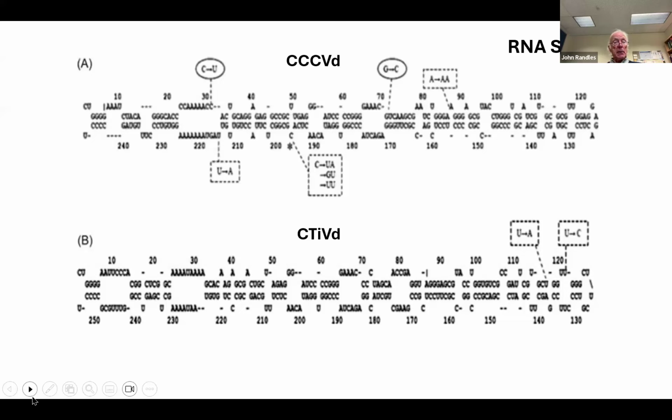Tinangaha is related, about 64% similar to coconut cadang-cadang viroid, and it's slightly bigger, about 254 nucleotides in this sequence here. And so this gives us the tool for identification.